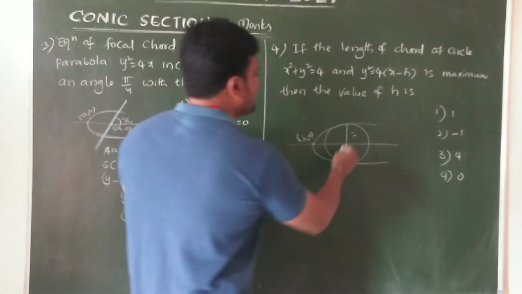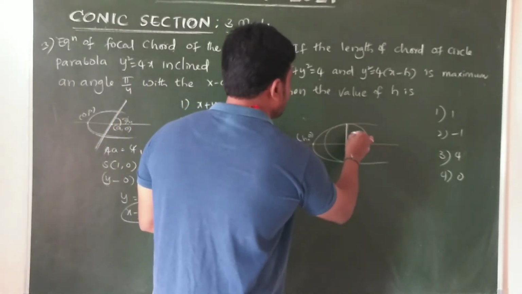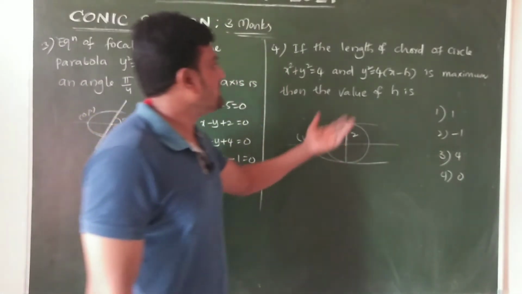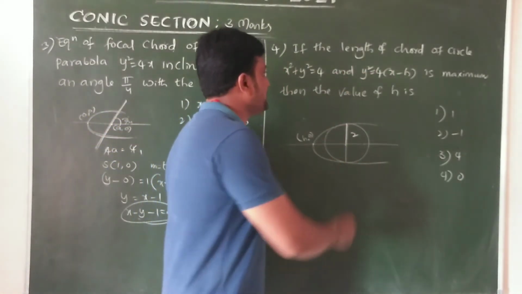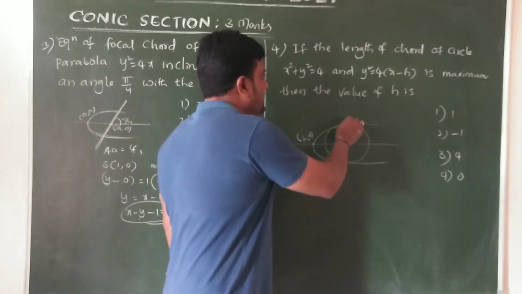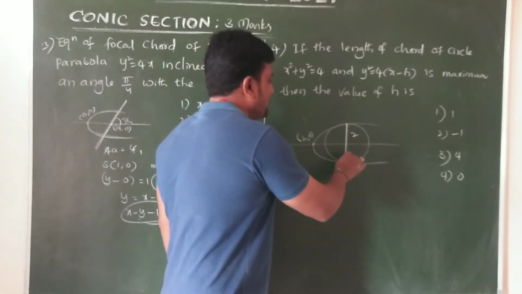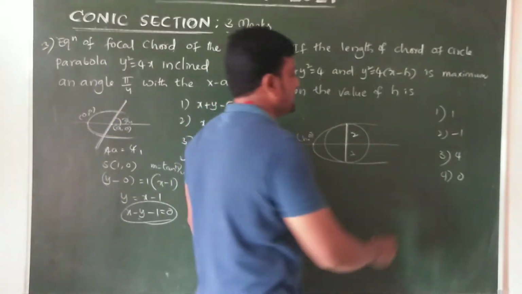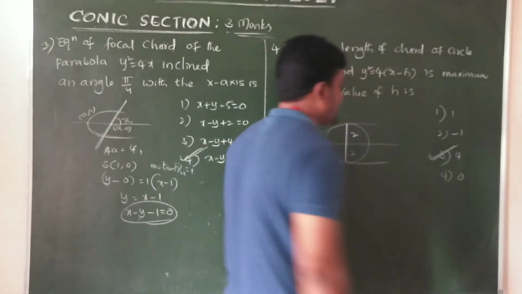Okay, radius is 2. Yes or no? Radius is 2. Then the length of the chord should be what? Okay, 2 plus 2, clearly 4. That is the third one.